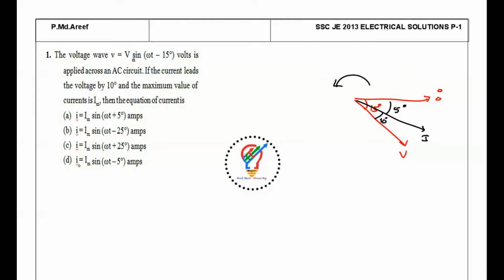So I is equal to Im sine omega t minus 5. Why? Because here we have 0 degrees, so lagging means minus only. So D is the answer.